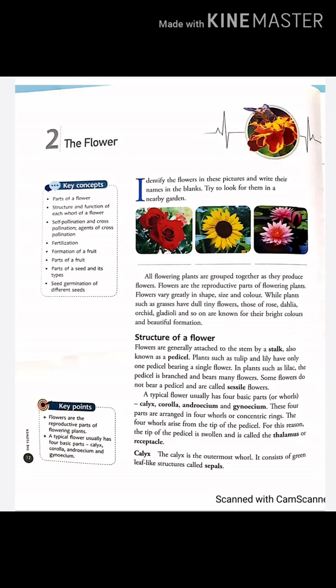The second one is corolla. The corolla is the second wall that consists of petals, and its function is to surround and protect the reproductive parts of a flower. Androecium. The androecium is the third wall. It is the male reproductive part of a flower. It contains male reproductive units called stamens, and its function is to produce pollen grains that contain the male reproductive cells called the male gametes.